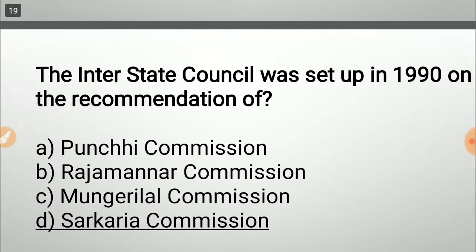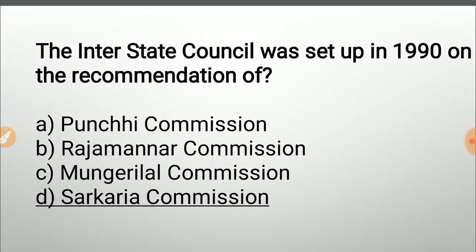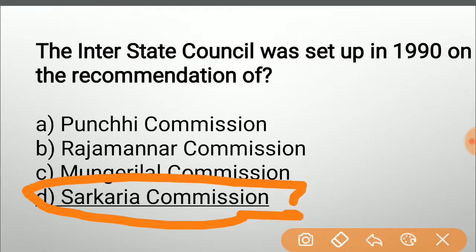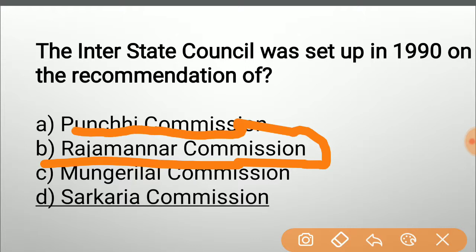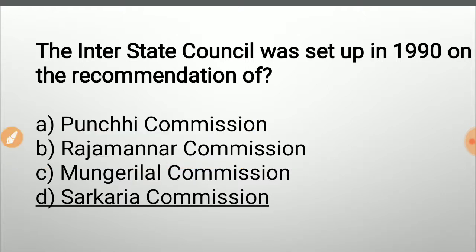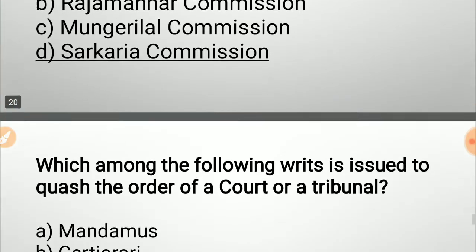Moving on. The Interstate Council was set up in 1990 on the recommendation of, so this is Sarkaria Commission. It was set up on the recommendation of Sarkaria Commission. Another interesting fact is that the Rajamannar Commission, the P.V. Rajamannar Commission, had suggested the abolition of all India services like the Indian Police Service or the Indian Foreign Service. They had their own reasoning for that, and this commission was constituted by the southern states, but their recommendation was never brought into practice.